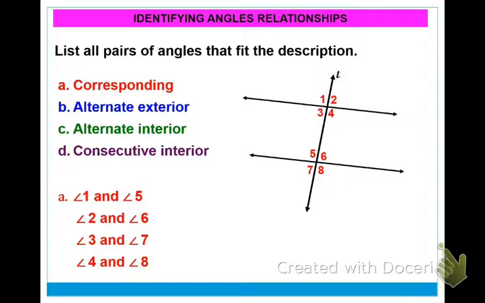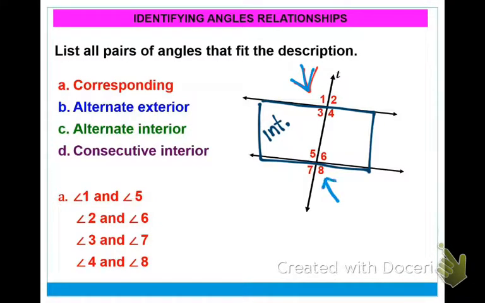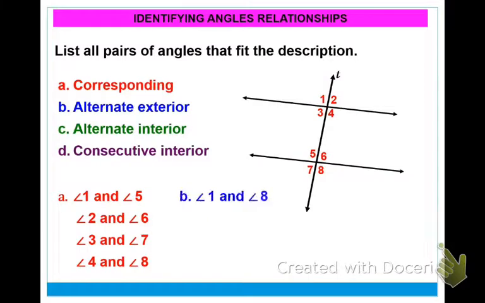Letter B is alternate exterior. So when we're talking about interior, exterior, what are we talking about in or outside of? The two lines. Good. So this is the interior. And then all of these angles are on the exterior. So angle 1 is on the exterior. What is angle 1 alternate exterior with? 1 and 8. So let's say 1 and 8. And then 2 and 7. So 1 and 8, 2 and 7.